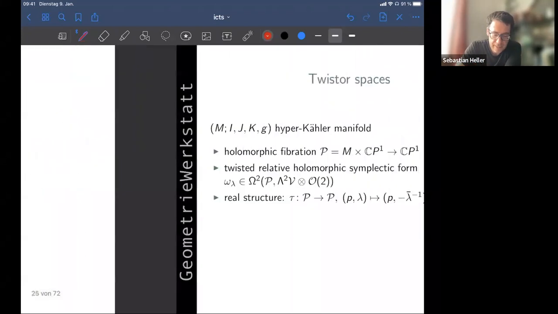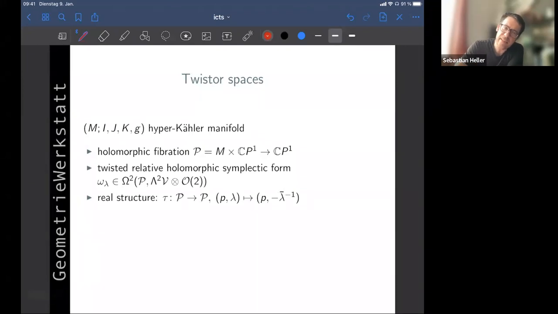And we have a holomorphic symplectic form for all these fibers, which is packed together in this twisted holomorphic symplectic form. And what is also important is a real structure, which looks quite simple. So it's just given by this map here. If lambda goes to minus lambda bar inverse, this is of course the antipodal involution of the two sphere. And by construction of the complex structure on P, this is actually a real structure. So it's anti-holomorphic, and of course it squares to minus identity.